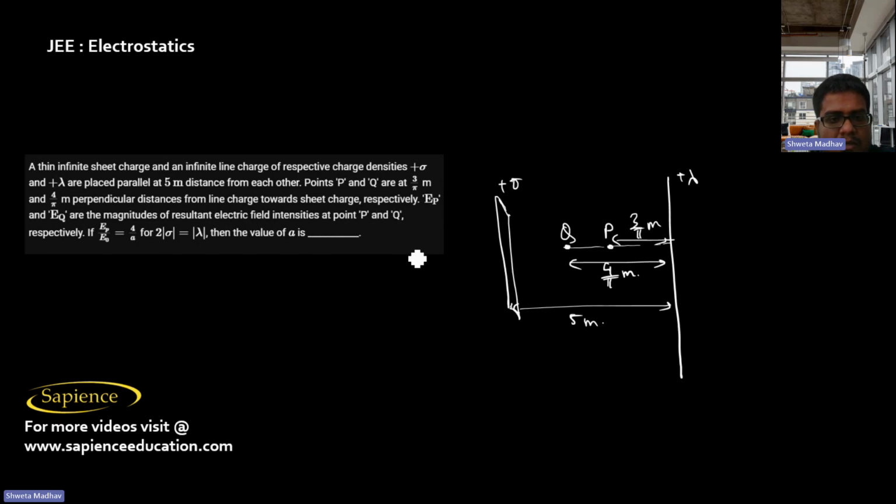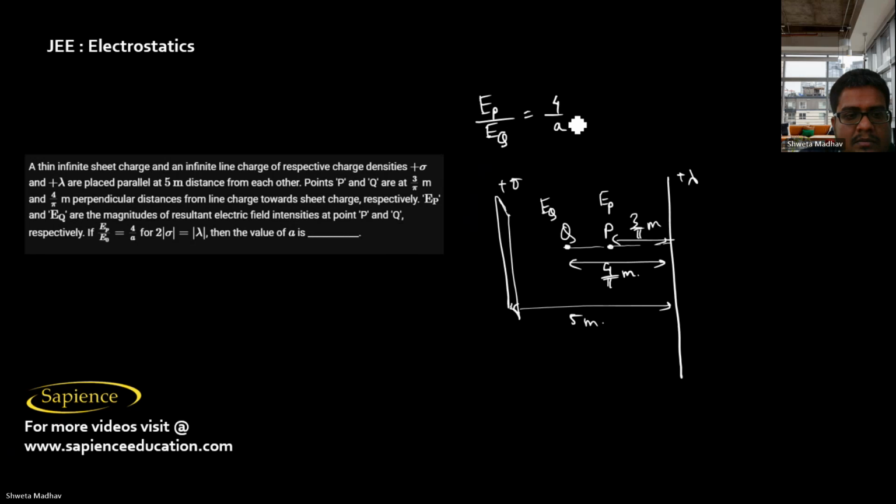EP and EQ are the magnitudes of the resultant electric field intensities at points P and Q. So EP is the electric field at the point P and EQ is the resultant electric field at the point Q respectively. Then EP by EQ is equal to 4 by A, for 2 mod sigma equal to mod lambda. Then the value of A we have to find out.